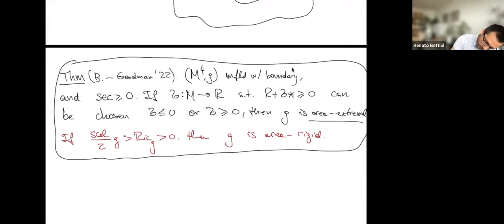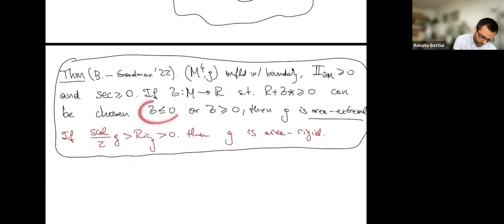And we need to assume that the second fundamental form of the boundary is positive semi-definite. So it's convex. So I have a four-manifold with boundary, positive semi-definite second fundamental form, and non-negative sectional curvature. The rest of the statement is exactly the same. Because it has no negative sectional curvature, there's some tau. If the tau can be chosen non-negative or non-positive, then the metric is area-extremal. If you have this extra condition, then the metric is area-rigid. Okay.